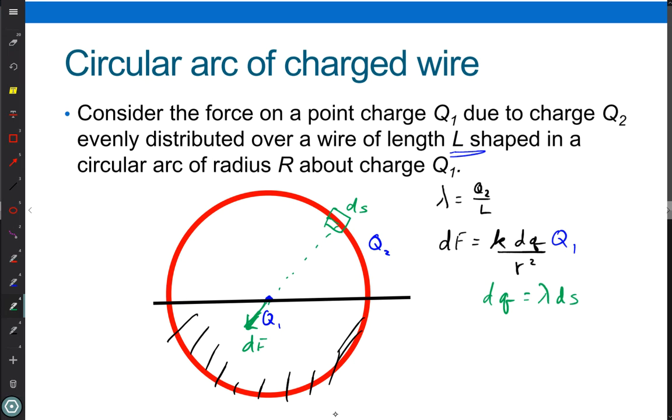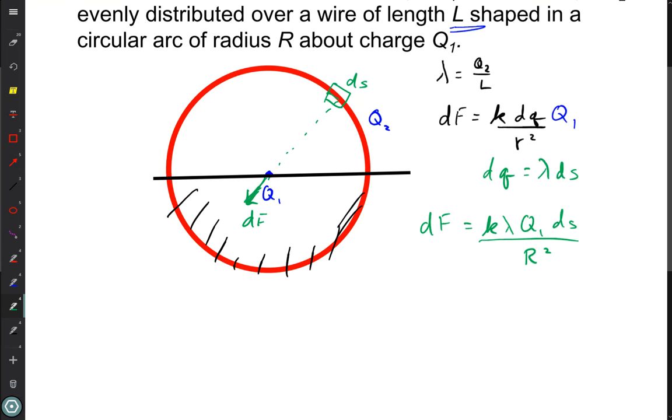Notice the radius here is going to be constant. The distance from Q1 to my wire is going to be constant. And so I can write that my dF magnitude is equal to K lambda Q1 ds over R squared. Now I have to integrate over the length of the wire.